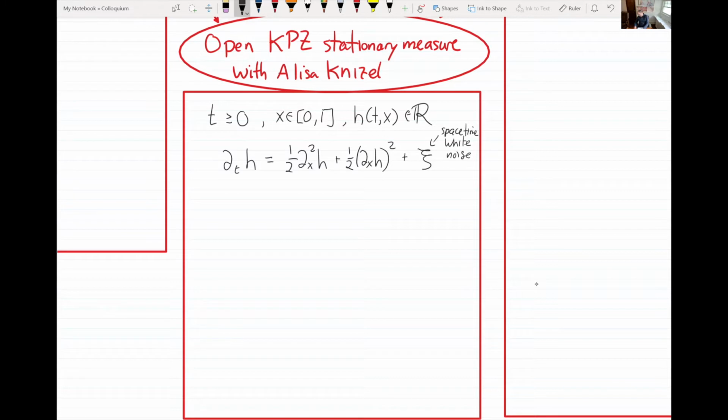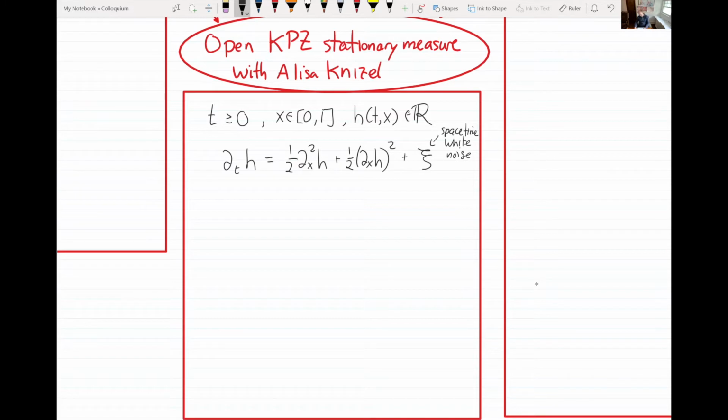It's what makes this random. In the same way that if you've seen a stochastic differential equation, you'll have the presence of a one-dimensional white noise driving it, or basically a Brownian motion driving a stochastic differential equation. This is a spatial version of that.